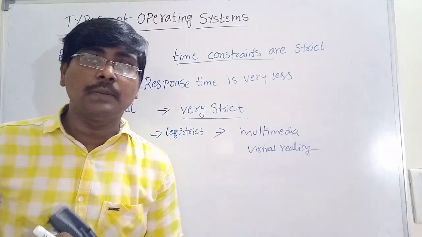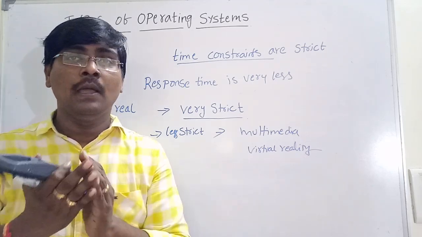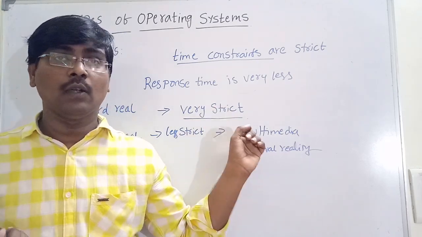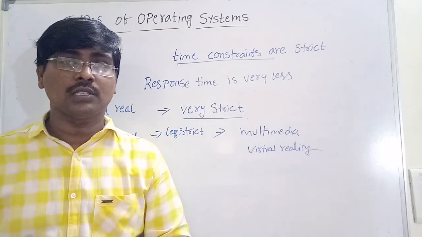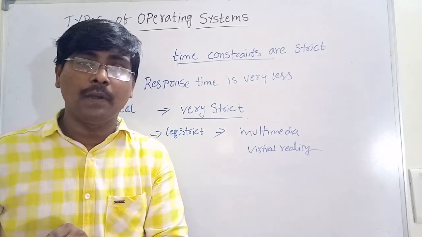These are the different types of operating systems: batch operating system, multi-programming, time sharing, distributed, network, and real-time operating systems. In the next session, we will discuss the functions of an operating system.